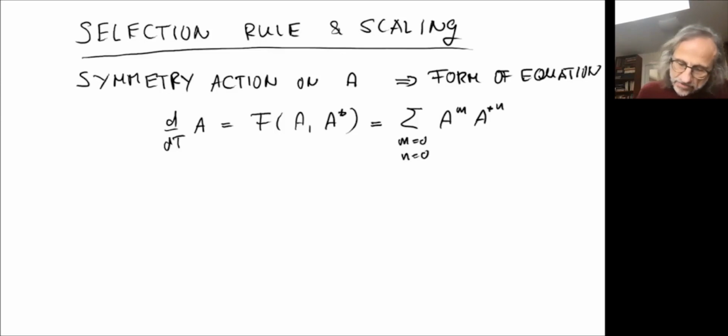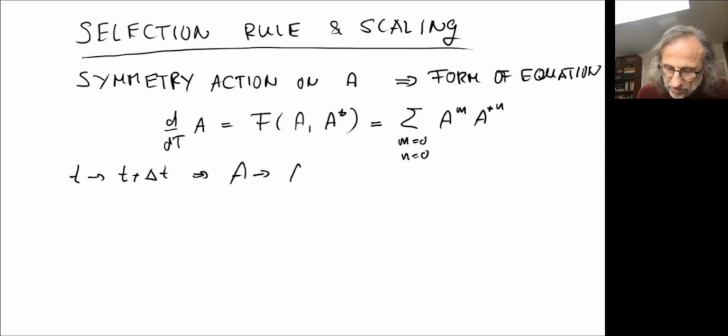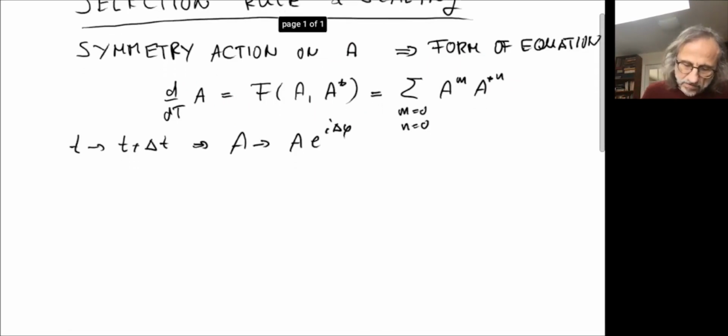And the action that we have in our case is that the t going to t plus delta t symmetry induces the action A going to A times e to the i delta phi. Okay, so that means the equation that we have here needs to be equivariant under that transformation. So let's apply that transformation. So what do we get?